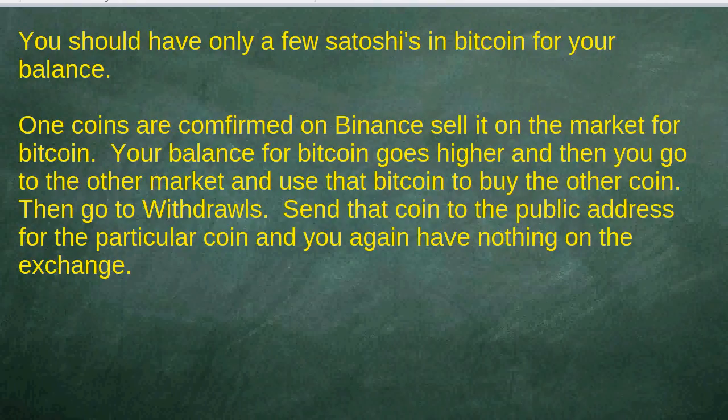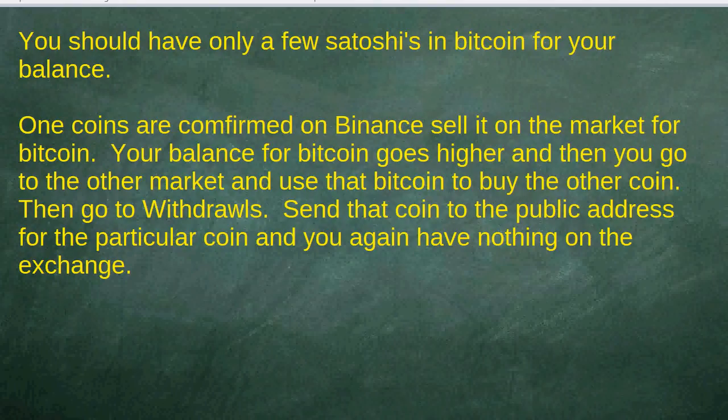You have those coins, and then you go to the withdrawal. Send that coin to the public address for the particular coin, and you again have nothing on the exchange. So it could be 8 o'clock, and you're like, oh, it's time to trade. So you go to the wallet, you send your Theta, and it's 8:01 when you send the Theta because it takes you a minute to log in and send the funds. And now it's 8:02 and they're available on the exchange.